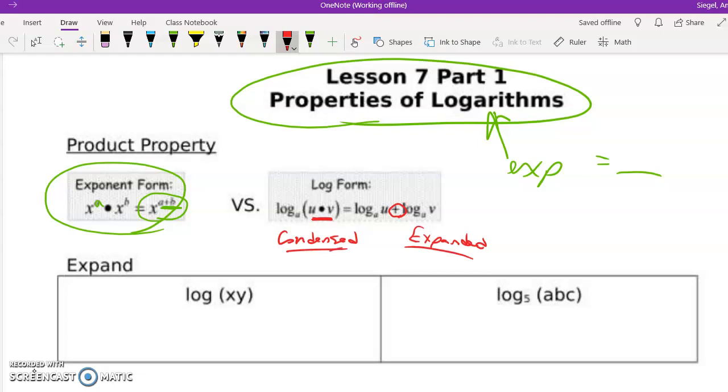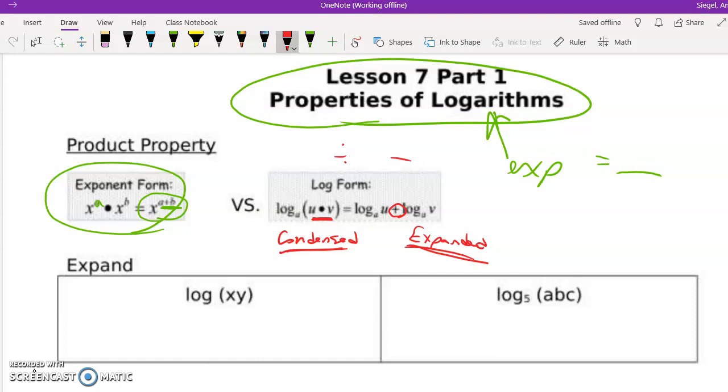So sometimes you're going to be asked to condense it. Sometimes you're going to be asked to expand it. So if you're multiplying, that means addition. If you're dividing, that means subtraction. And then there's one more rule that we'll talk about later on in this lesson.